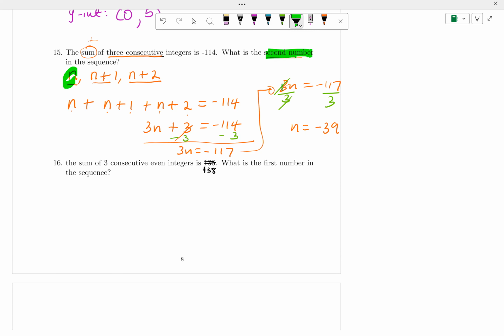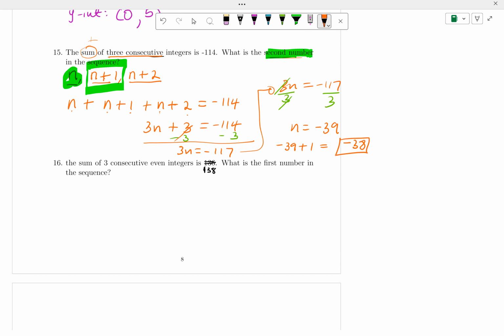What we just found was the first number. To find the second number, we need to do this part, n plus 1. So we have to take the negative 39 that we got, and we're going to add 1 to it. So the answer to this, the second number of that sequence, is negative 38.